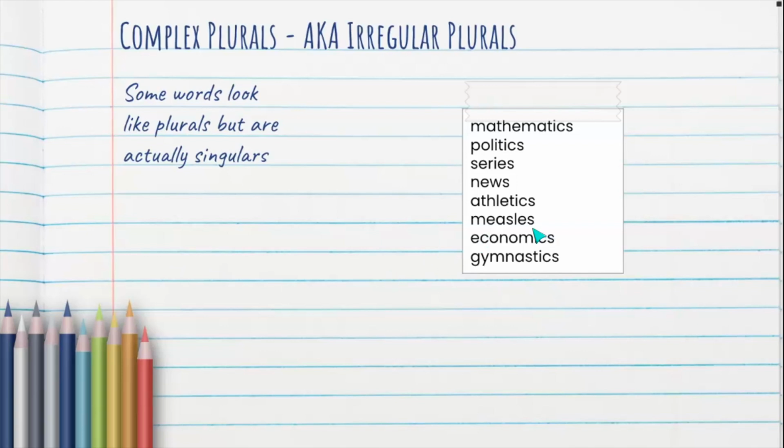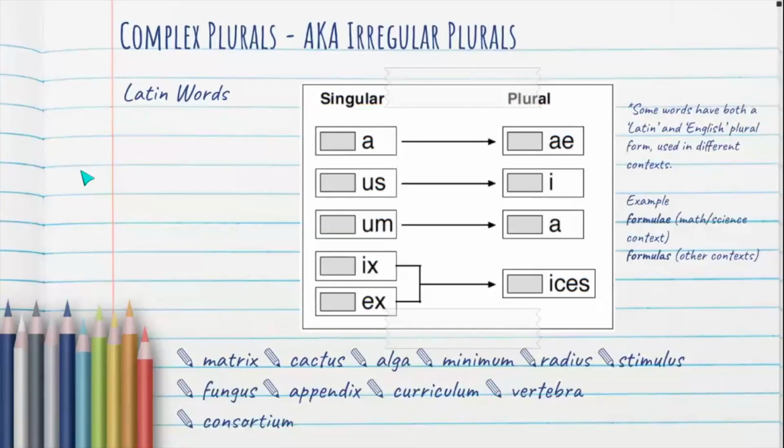The one that made me laugh was measles. And I was like, right, because I've never heard of a measle. You have the measles. And maybe, Julie, you're onto something. Mathematics referring to all of the areas of math combined, but it's considered a singular word as opposed to a plural word. So I thought that was interesting. Okay, so let's talk about the complex plurals that you're going to come across.